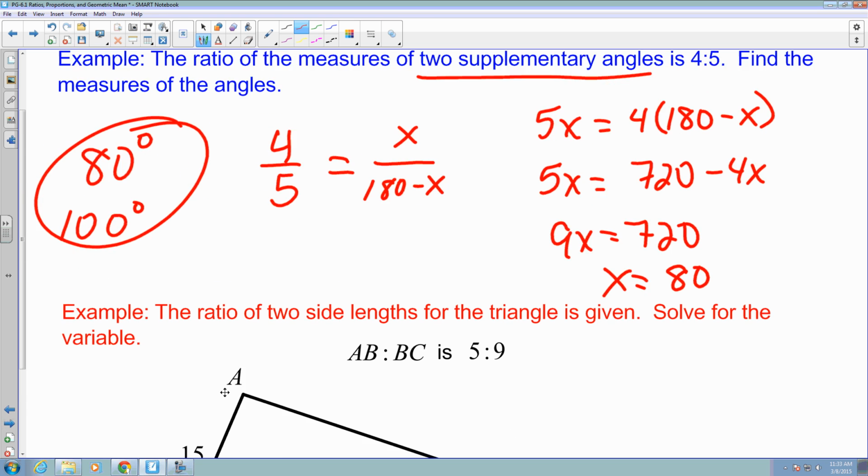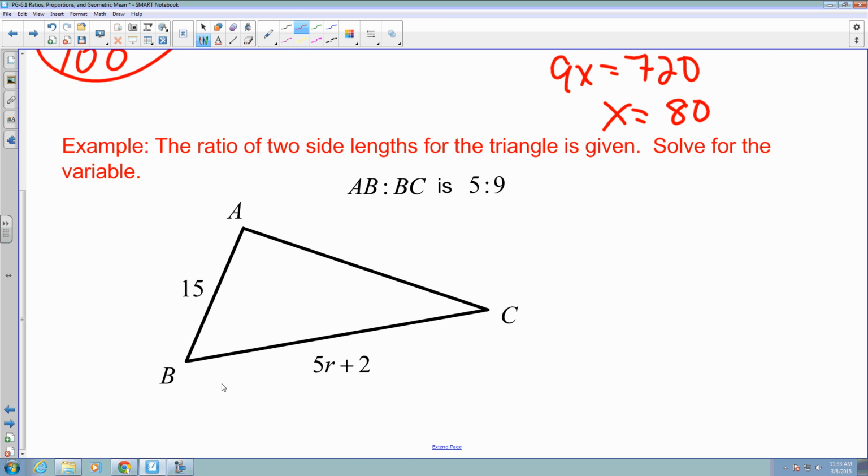Okay, and then the final example in this section is they want us to find the ratio of the two sides for the triangle given. It says solve for the variable. It's telling us the ratio from AB to BC is 5 to 9. So again, I'm just going to write that down and set it equal to, so A to B is right here, that's 15, so that goes up on top, over B to C, which is 5R plus 2. They want us to solve for R.